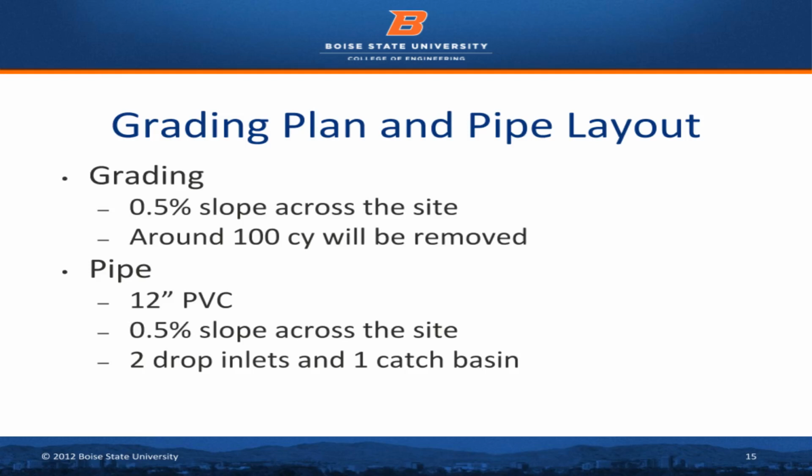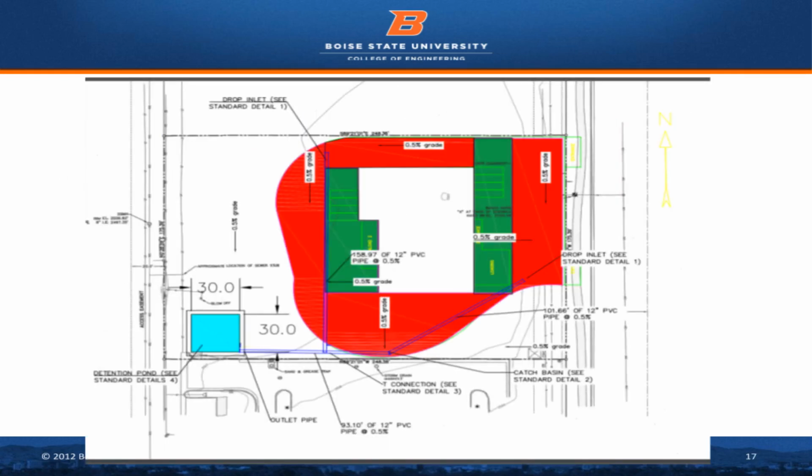The pipe will be 12-inch PVC, which is fairly standard in the City of Nampa, and will be sitting at a 0.5% slope. So that's going to be the slope of the pipe as it's coming around, and it will also include 2 drop inlets and a catch basin. If you look on our next slide, you will see a general overlay of what our site looks like.